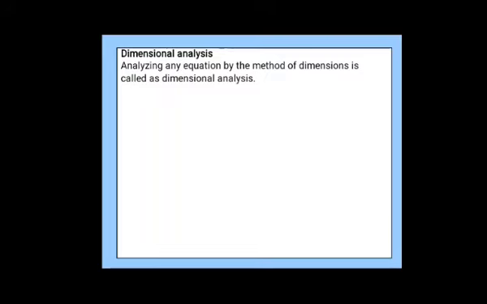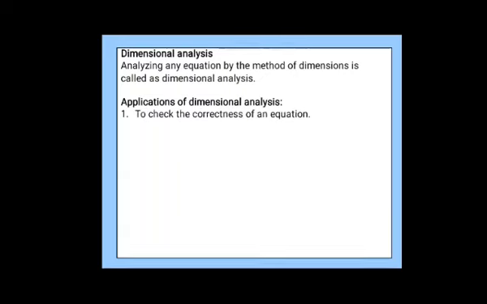Okay, let us continue. What is dimensional analysis? Analyzing any equation by the method of dimensions. Now let us see applications of dimensional analysis. First application is to check the correctness of an equation. What is meaning of to check the correctness of an equation? Say in physics we have some physical equations, like one example I will give, F is equal to m into a. Whether this equation is dimensionally correct or not, we can check it with the help of dimensional formula.